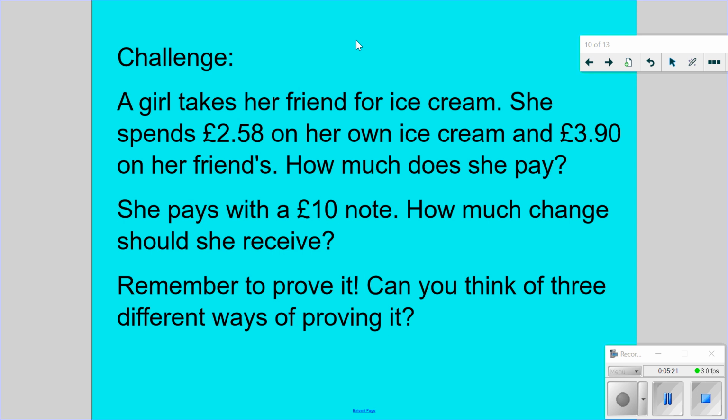Now I've got another challenge for you today. Just like last time, it's up to you if you want to do the challenge or not. But today's challenge says, a girl takes her friend for ice cream. She spends £2.58 on her own ice cream and £3.90 on her friend's. How much does she pay? She pays with a £10 note. How much change should she receive? How much has she got left over? Remember, you need to prove it. Can you think of 3 different ways of proving it?